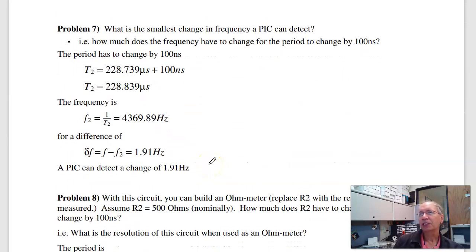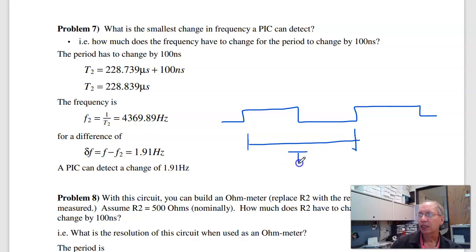Well, if the period changes, the PIC can detect that. So here I've got a square wave. This is the period. The smallest that the PIC can measure is 100 nanoseconds. So if this gets longer by 100 nanoseconds, the PIC can see that. That's 1 clock. So the period goes from 228.739 microseconds to 228.839 microseconds, increased by 100 nanoseconds. Find the frequency. The difference in frequency is 1.9 hertz. The PIC can detect a change in frequency of 1.9 hertz at 4369 hertz.